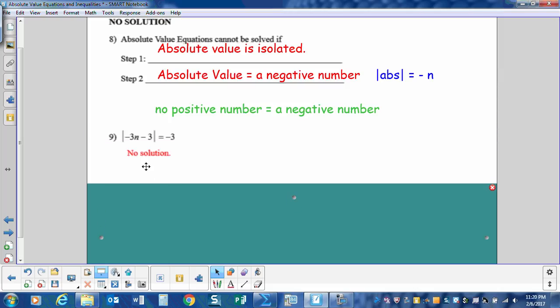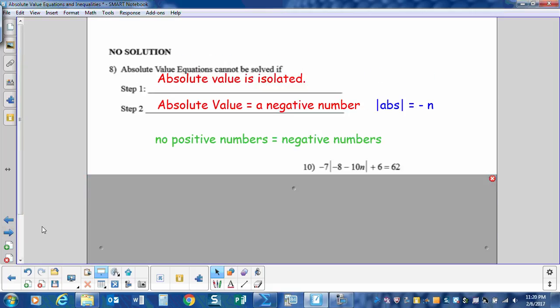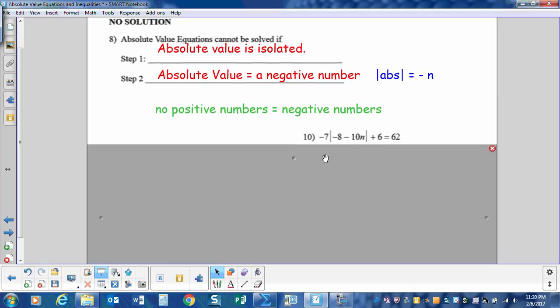So number 9 is an example of this. We have an isolated absolute value equation that's equal to a negative number. So there's no solution. So go ahead with number 10. Isolate the absolute value and then determine whether there's a solution or not.